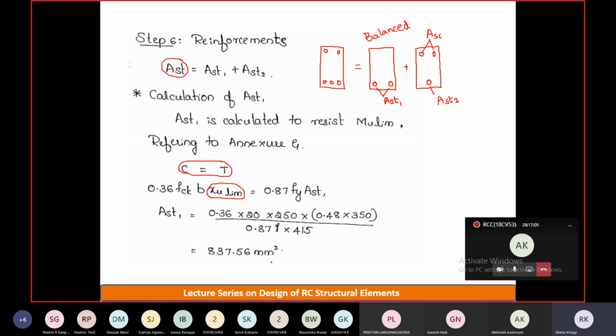Here remember, we need to calculate AST1 and AST2 separately and add those two AST values in order to get the value of AST.